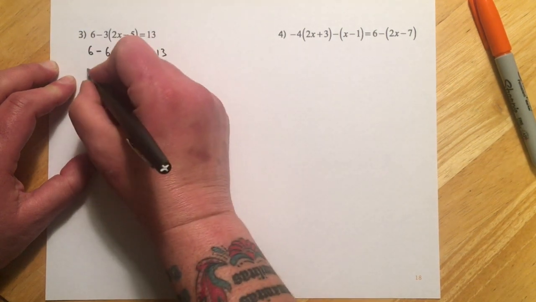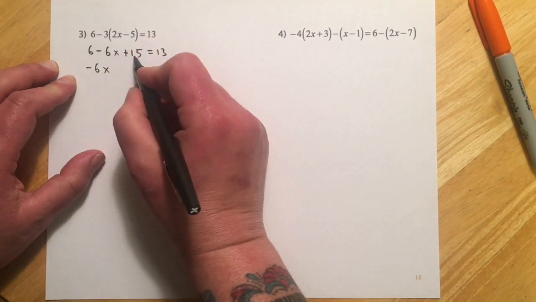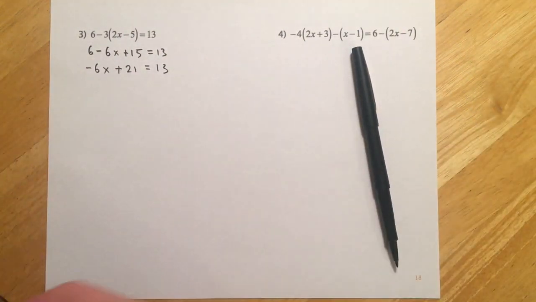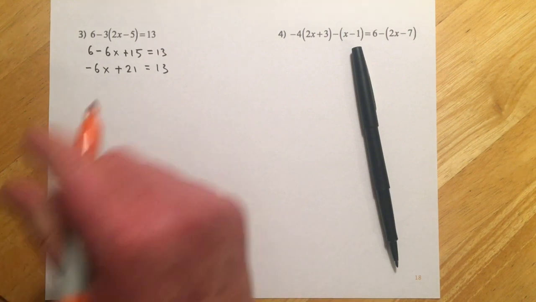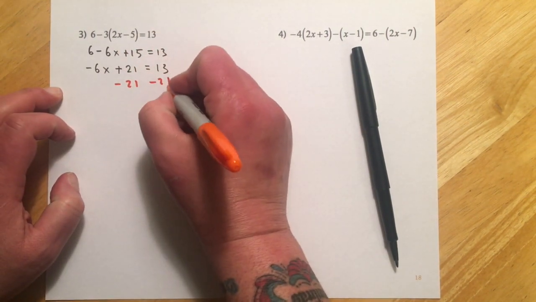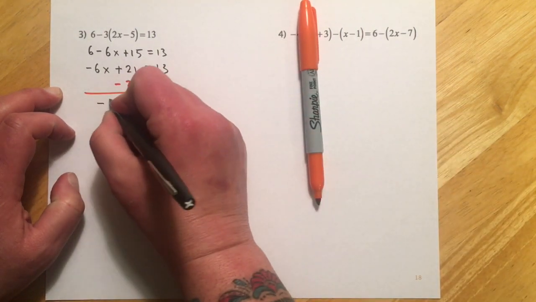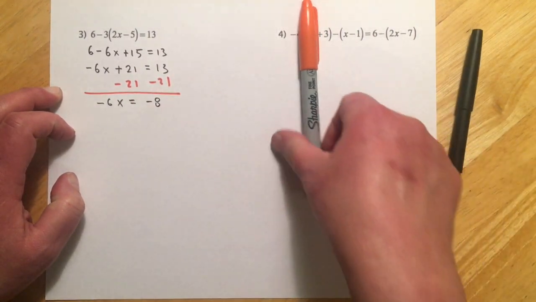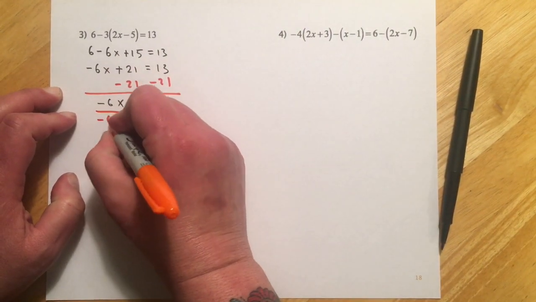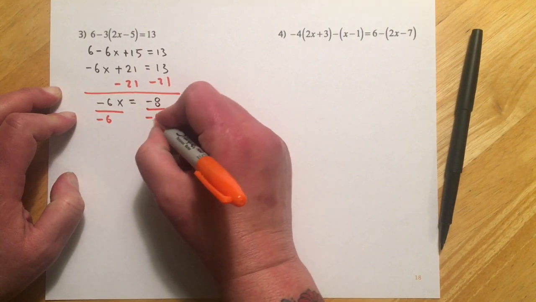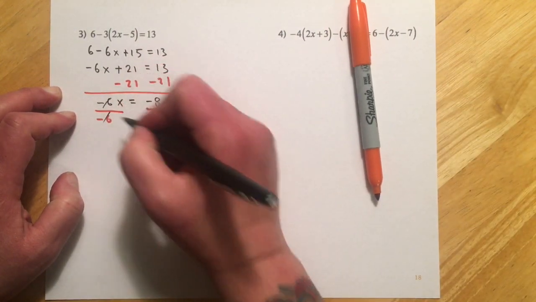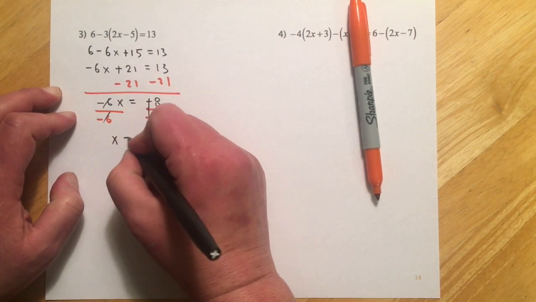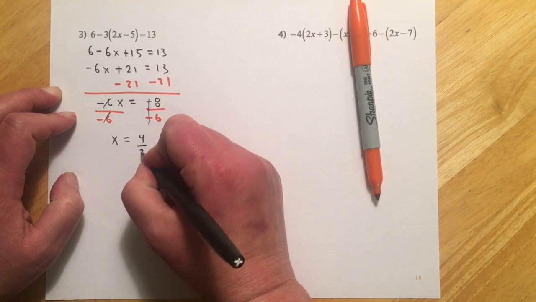And then negative 6x, so no other x's. 6 and 15 will make 21. And that equals 13. And then subtract our 21 over. Negative 6x equals, that'd be negative 8. And then we got a negative 6, we're going to divide by negative because we want the sign to be positive. So those are gone. And then negative over negative, so that makes a positive. And 8 over 6, we can reduce out to 2, so that's going to leave us 4/3.